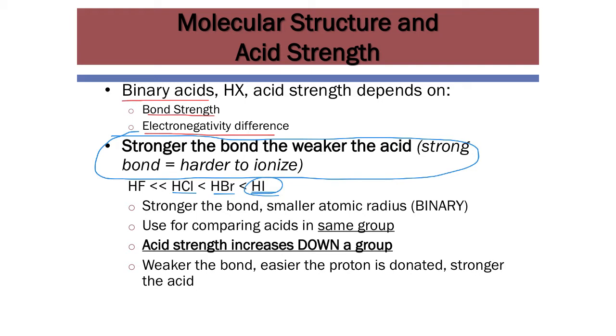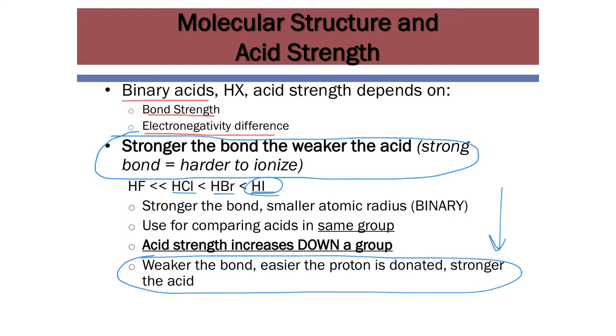It has a weaker bond, therefore its proton is donated easier, so you're going to have more ions in solution. So for our binary acids, the strength actually increases moving down the group. Again, we can remember that because we know that HF, F is at the top of group 17, did not make the list of strong acids.